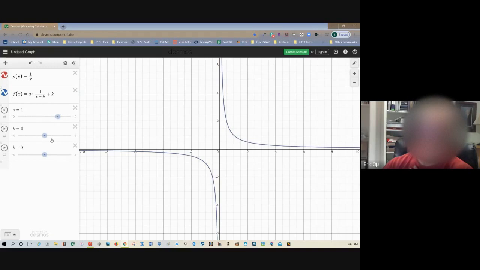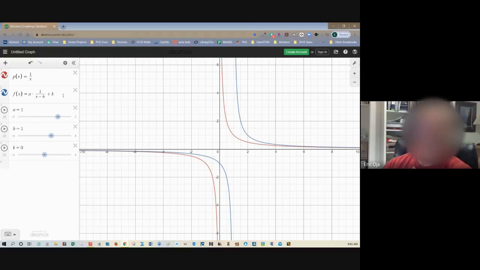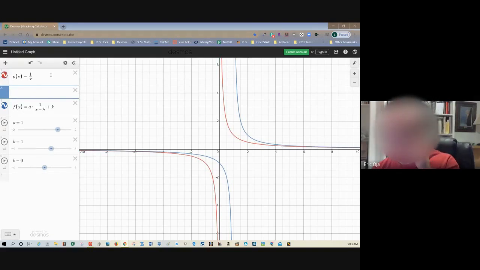Okay, the other effect then would be H, the horizontal translation. If I'm subtracting directly from X, in other words, replacing X with X minus 1, then I just took the entire red parent graph and shifted it to the right by 1. What might be helpful to look at here is the asymptotes as well.